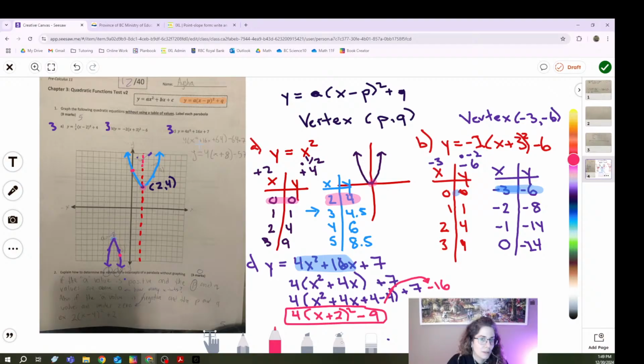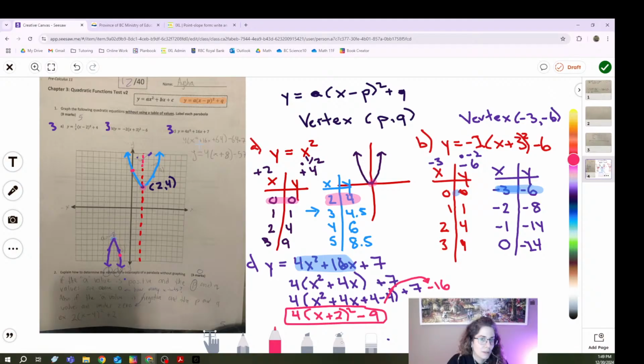The y value is the y value. You don't change that. If that's plus, you go up. If it's negative, you go down. But it's inside this x minus p that makes the difference. So this one should have had a vertex of minus 2, minus 9. Does that make sense?